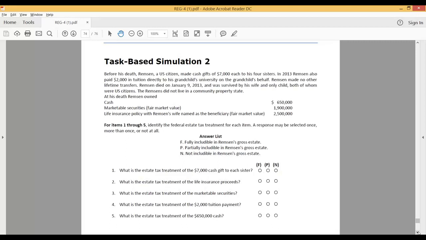Now, for items 1 through 5, identify the federal estate tax treatment for each of these items. So number 1, what is the estate tax treatment of the $7,000 cash gift to each sister? Is it fully, partially, or not included in the estate tax? Not included in the estate tax. Yes, and why is that? Because it's under the $14,000 exclusion limit every year.